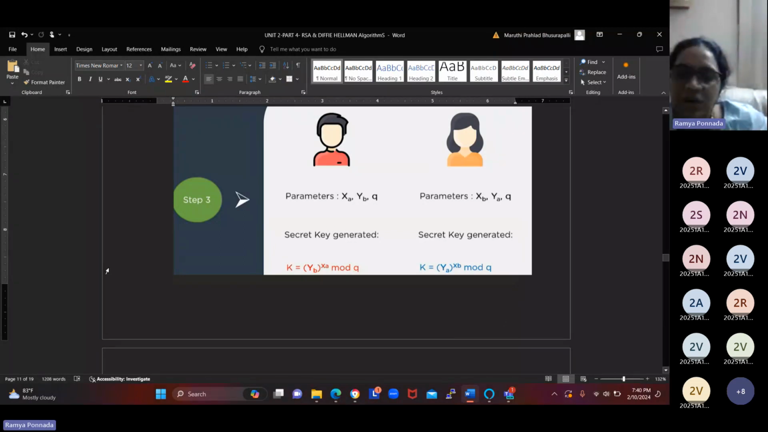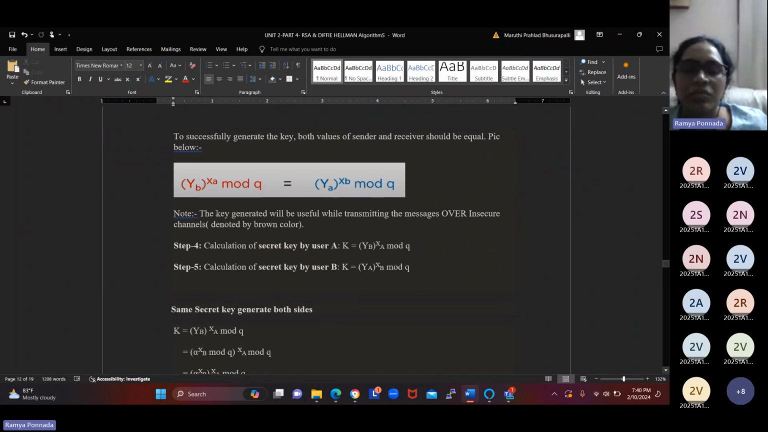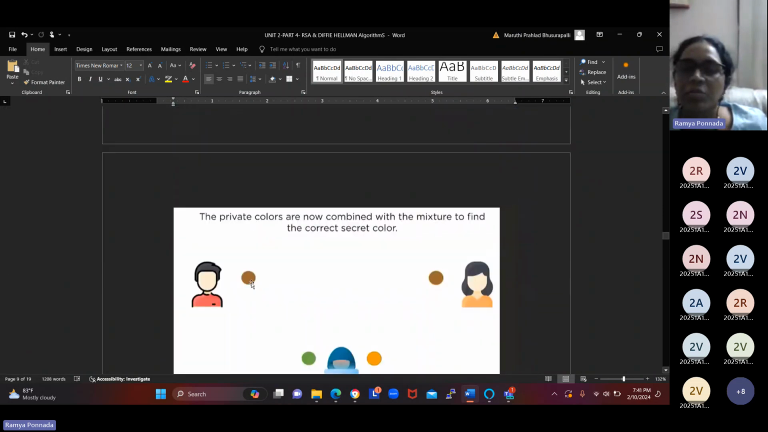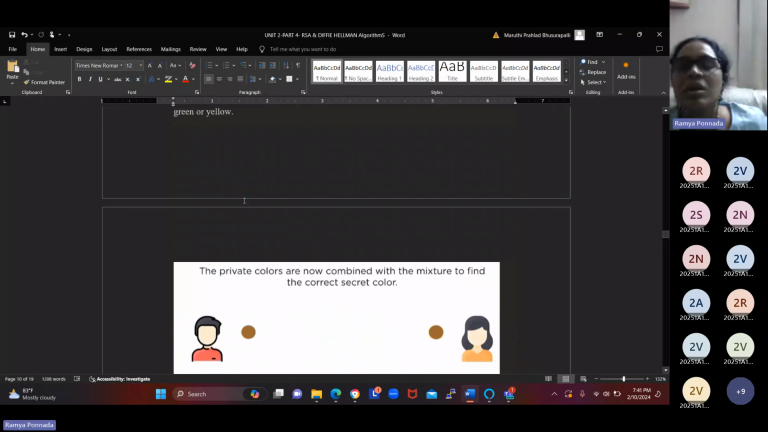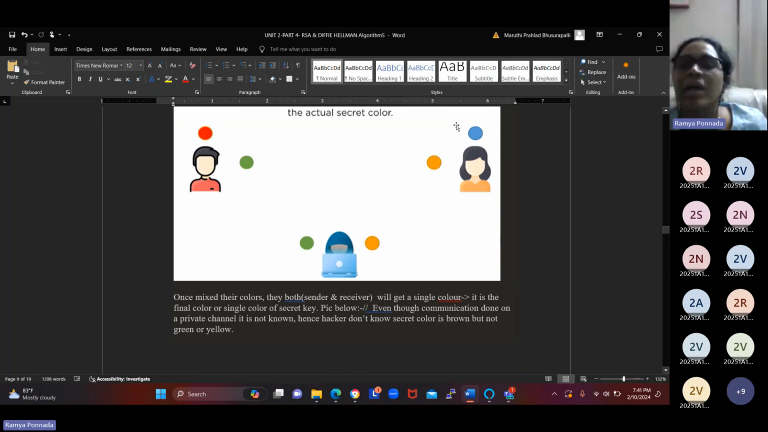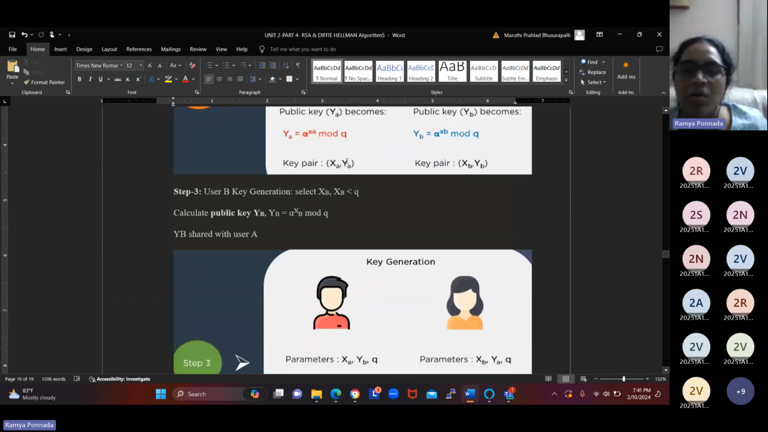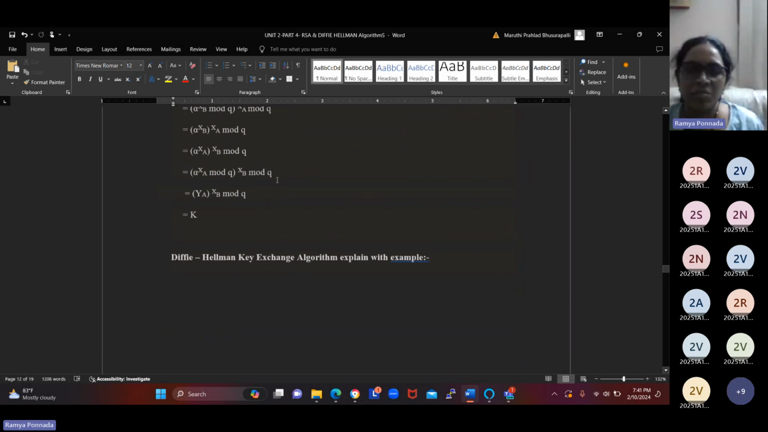For now, just remember that in step 3 you are going to calculate a key. The key on the sender side and the key on the receiver side should both be equal. The brown color is nothing but the secret color of your sender and the receiver. Upon combining different private colors, they have obtained the same color, and that same color is considered the secret key. You want to solve it mathematically also. Steps 4 and 5 are the repeat.